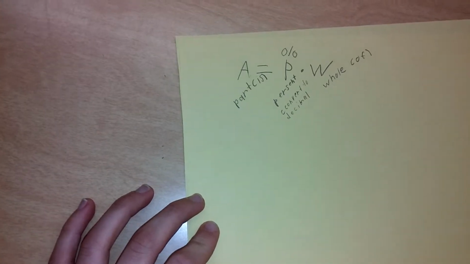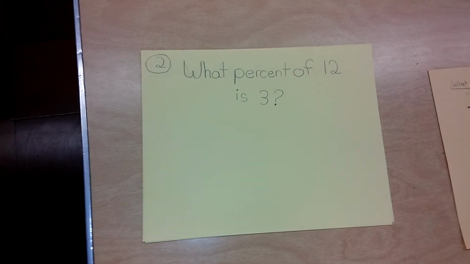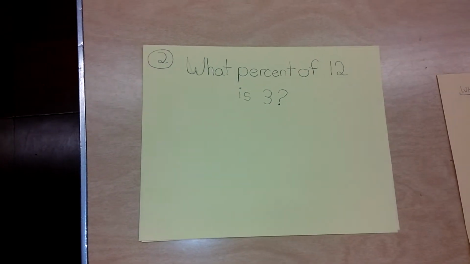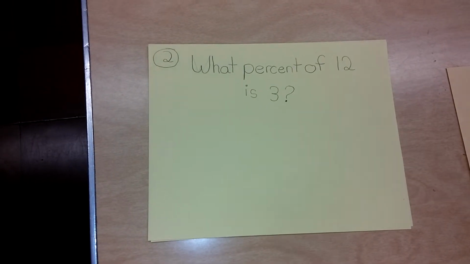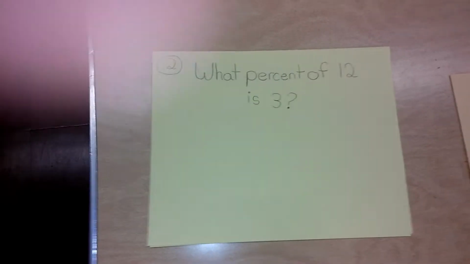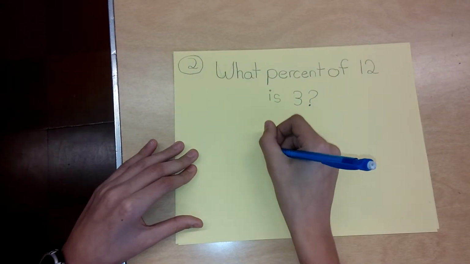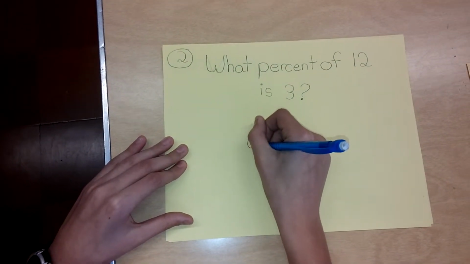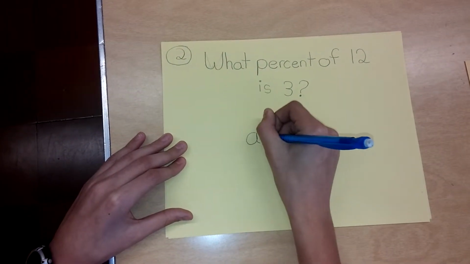Excellent. Okay, so let's go on to our first example. The question is, what percent of 12 is 3? As we just showed you, our formula is A equals P times W.